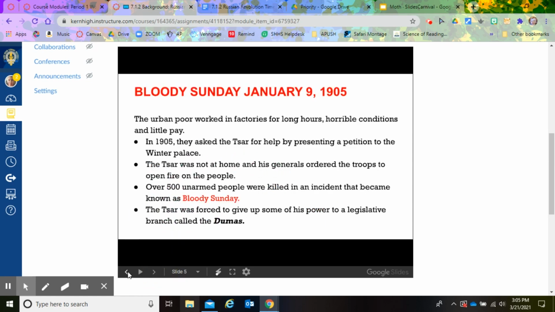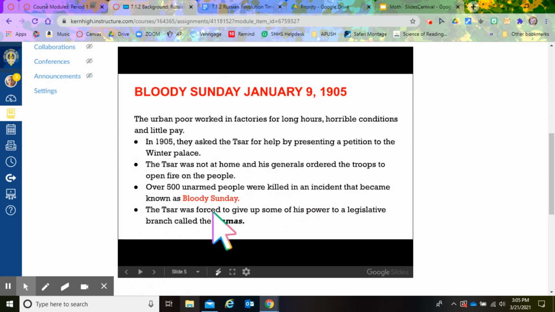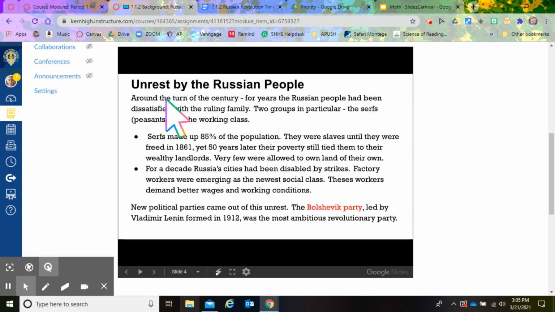So they were unhappy, and these are the reasons why they are unhappy. So we'll go over that in a second. But they were going to be fired upon, and so the Tsar had to give some concessions after this incident, and they created a law-making body. So legislative branch means people who can make laws, or the people that get to be voted in elections and to make laws. Now let's see why they were unhappy.